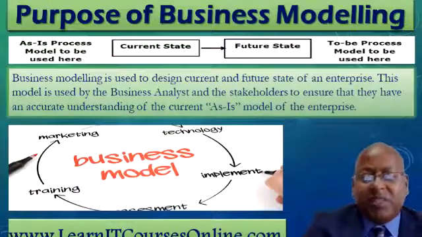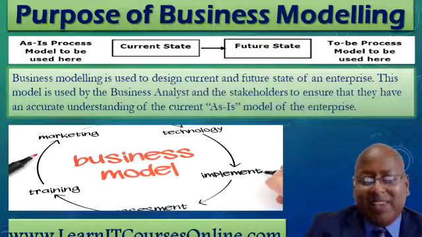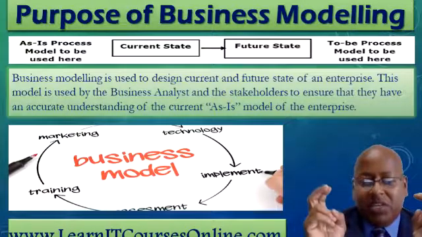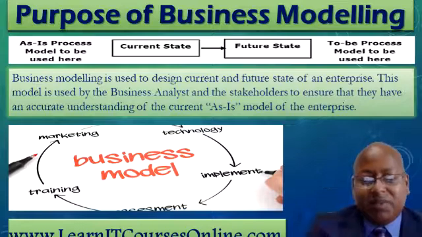So what is the purpose of business modeling? Business modeling is used to design the current and future state of an enterprise. This model is used by the business analyst and the stakeholders to ensure that they have an accurate understanding of the current as-is model of the enterprise. It is used to verify if stakeholders have a shared understanding of the proposed to-be of the solution.